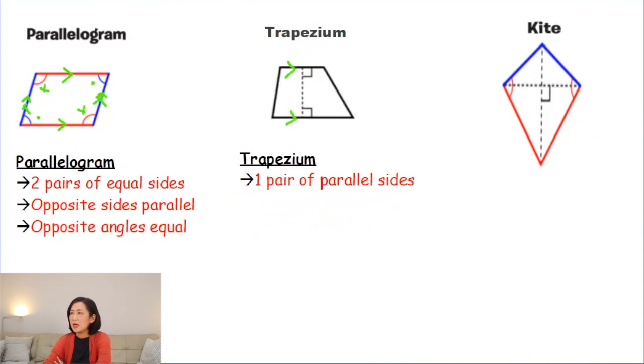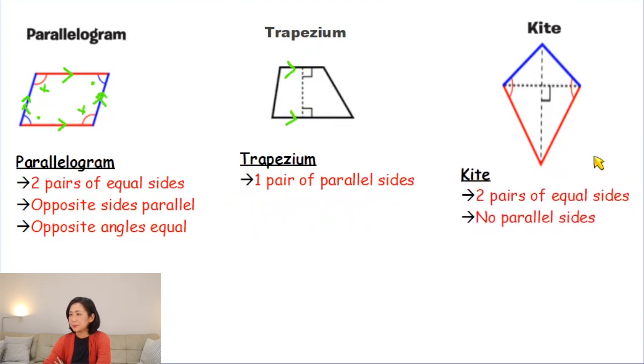Then kite. Have a look at the kite. The important thing about a kite is it doesn't have any parallel sides. But as you can see, the blue and green lines show it has two pairs of equal sides. Adjacent sides are equal. Then no pair of parallel sides. And can you see the red angles? One pair of angles are equal as well.